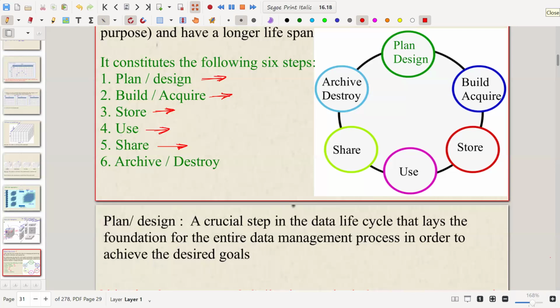Is it okay? Like examples? How many of you understood till now? At least store, use, and share. Is it clear for most of you or difficult?